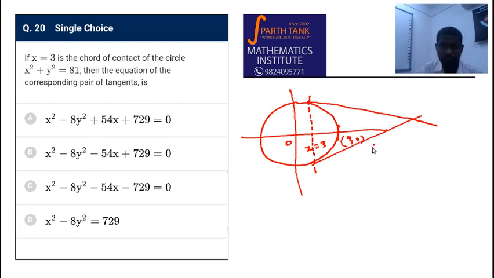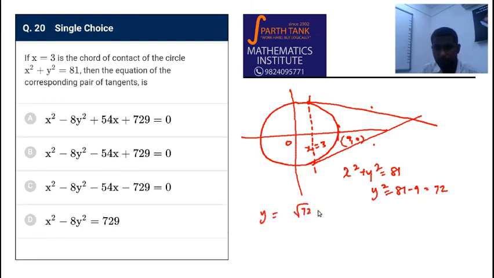Now the question is the equation of the corresponding pair of the tangents. So find the equation of this tangent, find the equation of this tangent, and multiply them, you get the equation of the pair of straight lines that represent the tangents. So this is x is 3. What will be the value of y here? Substitute it in the equation of the circle. X squared plus y squared is 81. When x is 3, y squared is 81 minus 9, 72. So y should be root of 72, which is plus or minus 6 root 2. So the point here is 3 comma 6 root 2, and the point here is 3 comma minus 6 root 2.